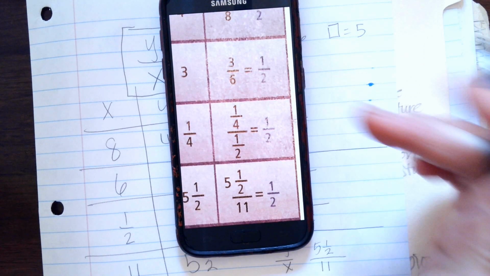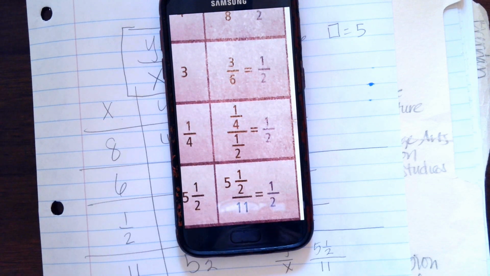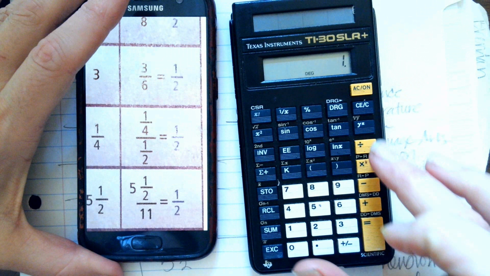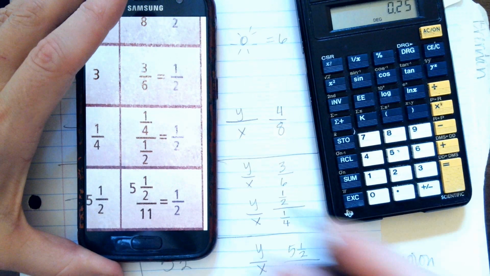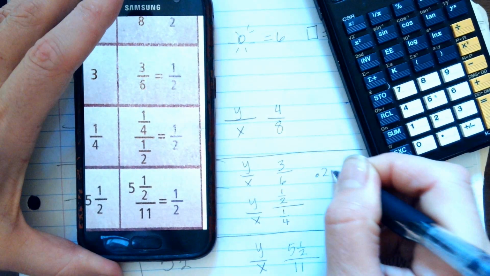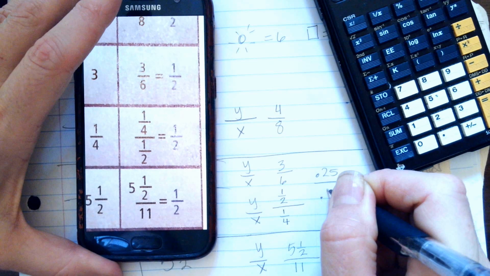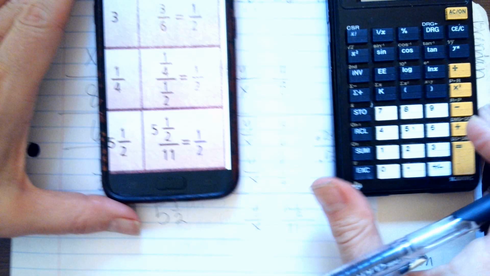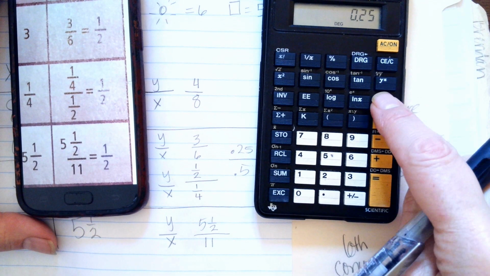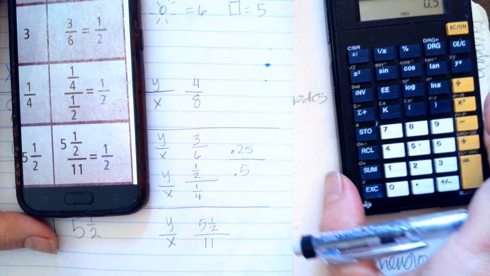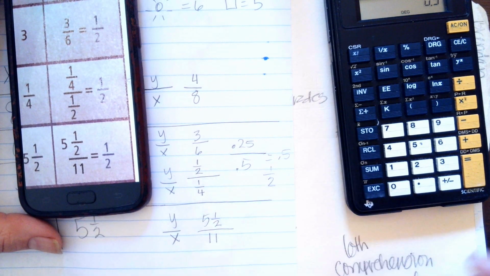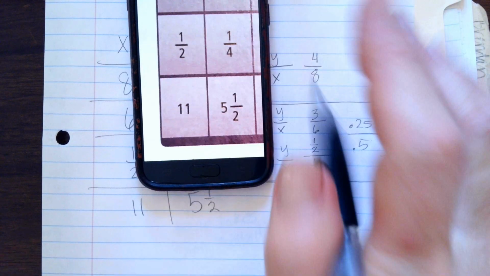So 1/4 divided by 1/2. An easy way to do it is to use your calculator. You do 1 divided by 4 equals 0.25. Divided by, we know 1/2 is 0.5, right? So then you're just going to do 0.25 divided by 0.5 equals 0.5, and that's 1/2, right? Yeah. Okay. Then this one, you're going to do the same thing.